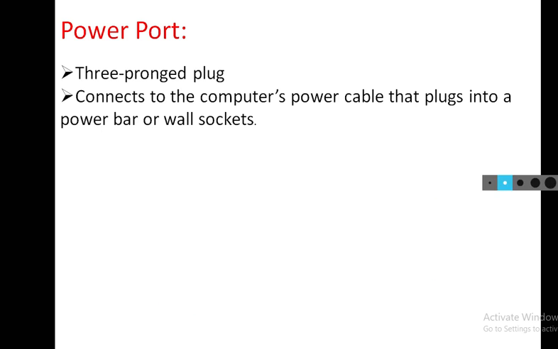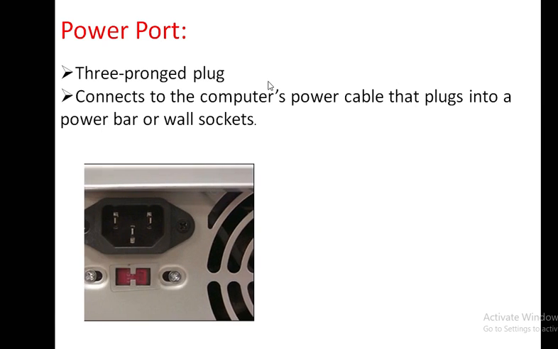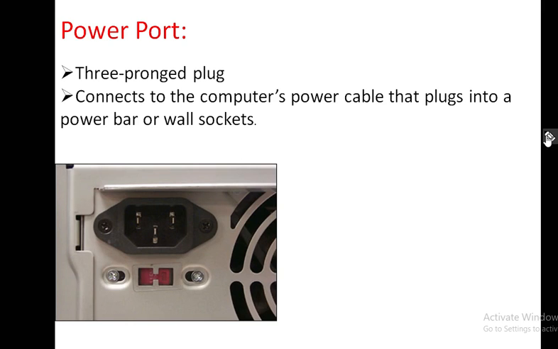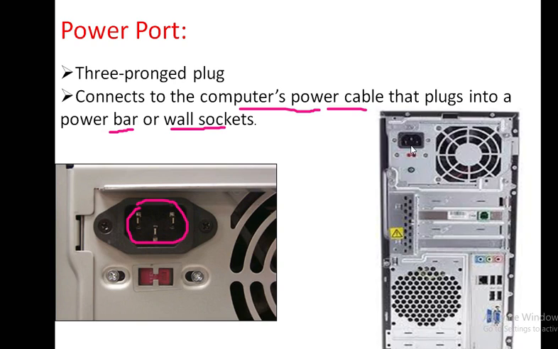Now the power port. A three-pronged plug looks like this. This is a three-pronged plug, which connects to the computer's power cable that plugs into a power bar or wall socket. Here, okay, behind your computer, this is the power port.